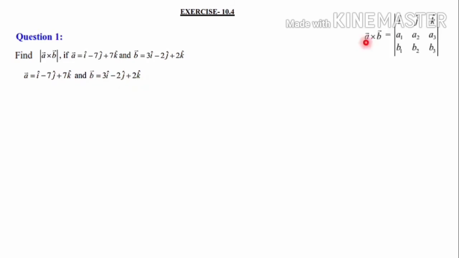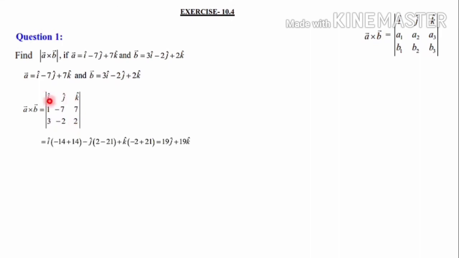We have learned the formula vector A cross vector B is equal to determinant I cap j cap k cap, A1 A2 A3, B1 B2 B3. These A1 A2 A3 are the scalar components of the first vector. B1 B2 B3 are the scalar components of the second vector. So vector A cross vector B is equal to, let's calculate, first row I cap j cap k cap. Next is scalar components of first vector 1 minus 7 7 it is written, and next one is 3 minus 2 2, third row it is written. Let's go for expanding the determinant.